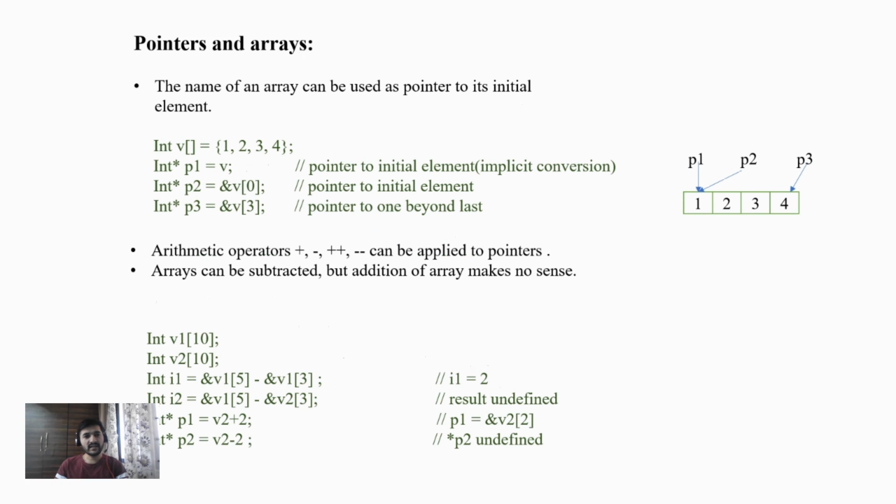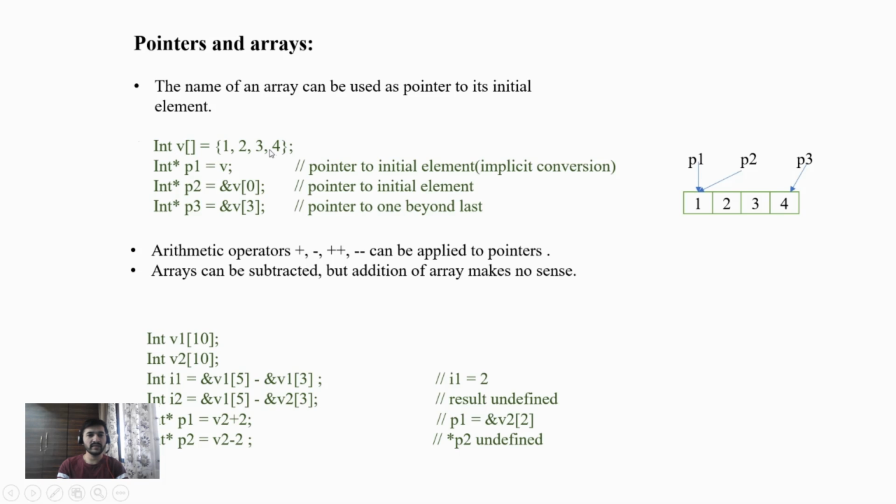Now let's understand how to use pointers with arrays. When we create an array, we create a size number of elements. We create an array like this, like I have created an array v here.